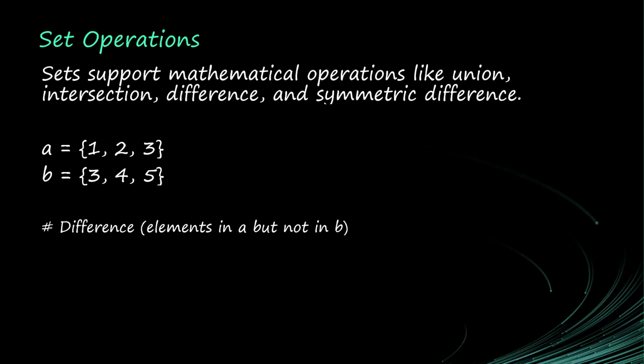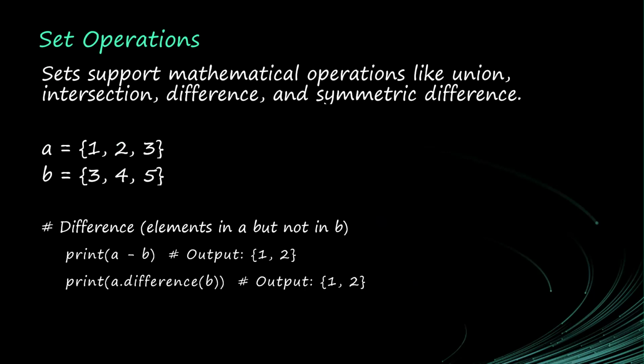We also have the difference. 1, 2, 3 and 3, 4, 5. What is the difference here? Elements in A but not in B. What do we have? We have 1, 2. Those are the elements in A that are not in B. 3 is in B. So A minus B gives us 1 and 2. You can use A minus B as the difference, or you can use A dot difference B, calling the difference method and passing the other set you want to check. Like I said, you're going to do this on your own. Try it yourself, and in case you don't get it, please reach out to us.